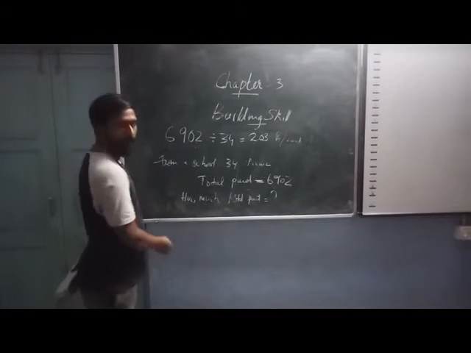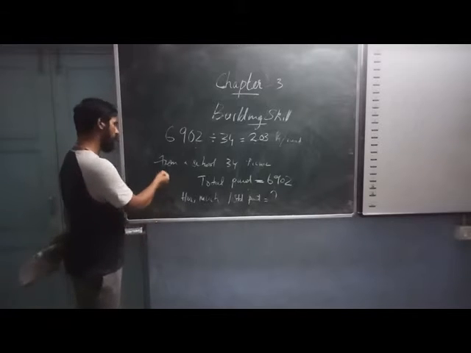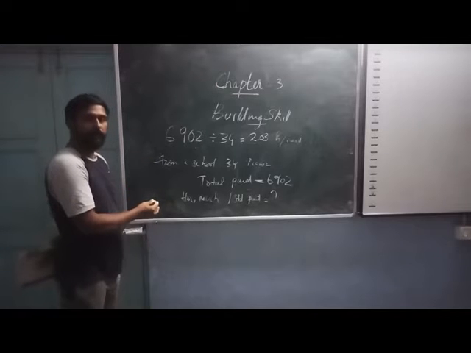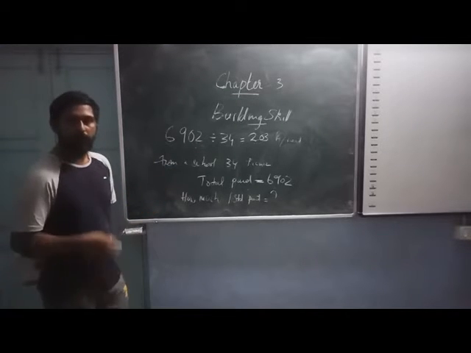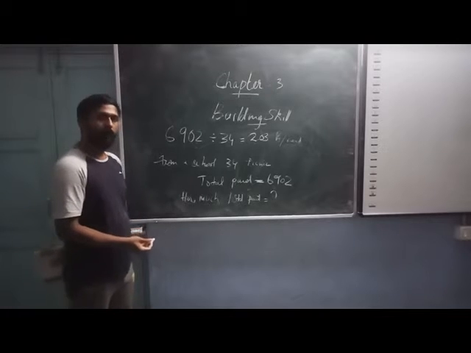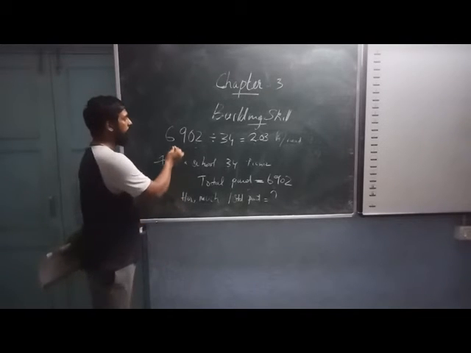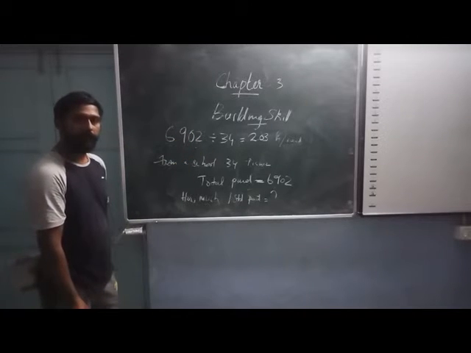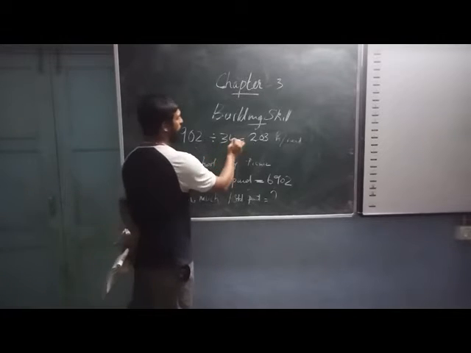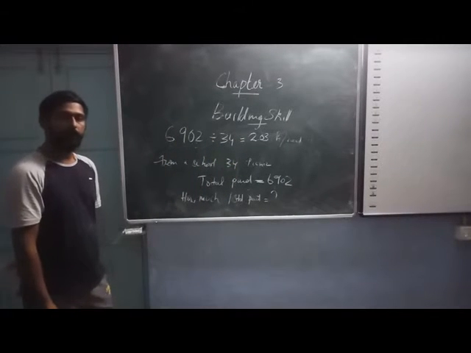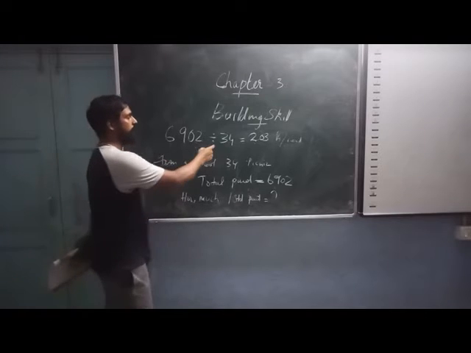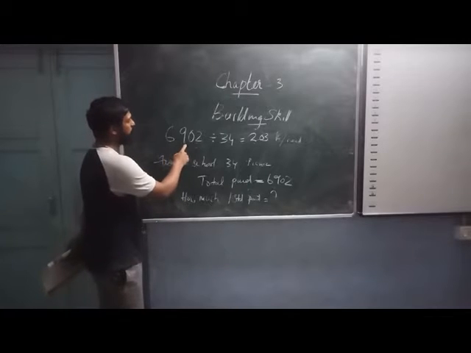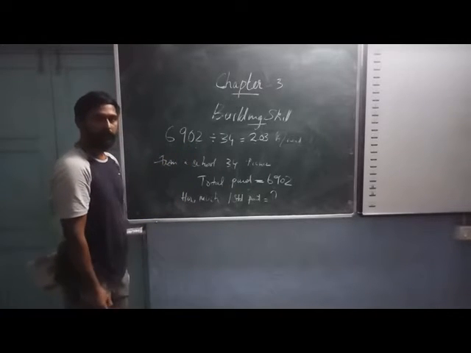This can also be framed in a different way. Say, myself and my 33 friends, so we 34 friends went for a movie, and I paid 6,902 rupees for the tickets. How much is the cost for one ticket? We have to find out. Myself and all together 34 friends went for a movie and I paid 6,902 rupees as the ticket price.